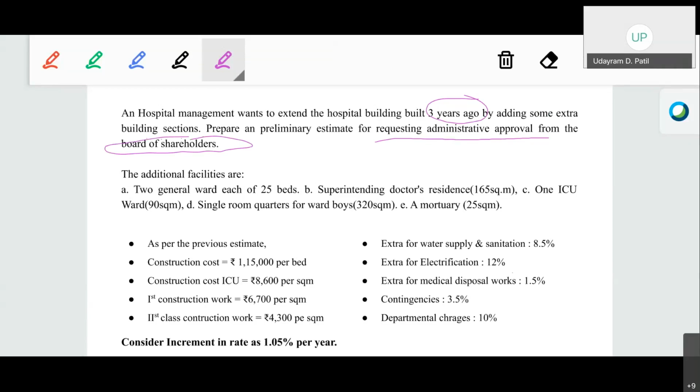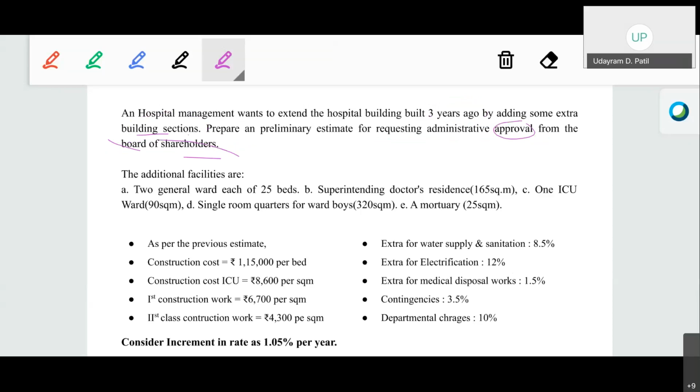Now the hospital management, there is a hospital which has been built 3 years ago. 3 वर्षापूर्वी एक hospital construction झालेलं होतं. Now as the patient requirement is higher, they are planning on adding some extra building sections to the original hospital building. But for that they need an administrative approval or the approval from the board of the shareholders.